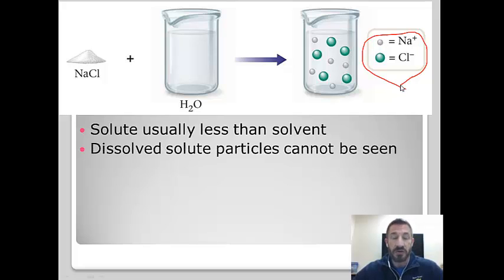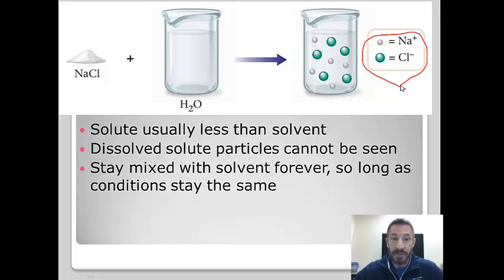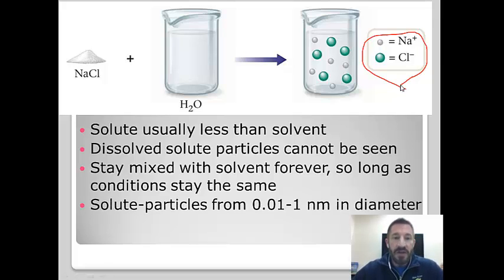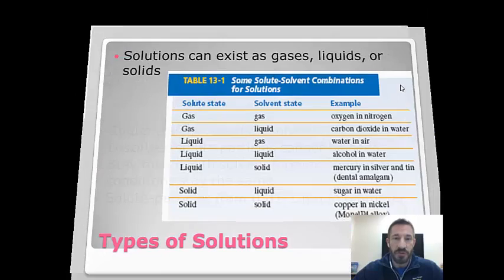Dissolved solute particles cannot be seen. We put them in the drawing just for purposes of representation of what goes on there, but we actually can't see them. They stay mixed in the solvent forever, as long as the same conditions exist. The next thing, the solute particles are extremely small. They're from 0.01 to 1 nanometer in diameter, so that's super small.